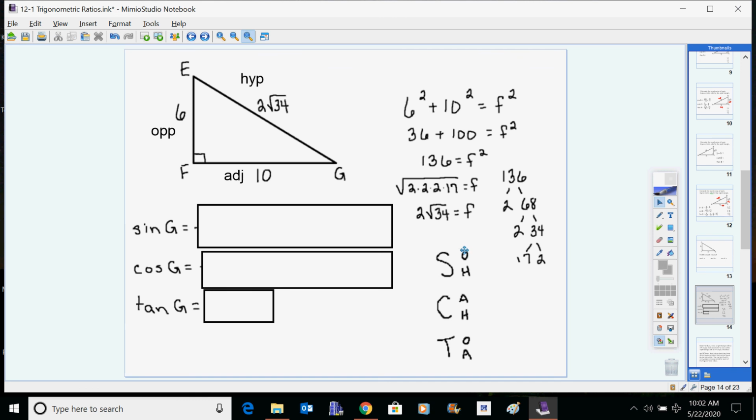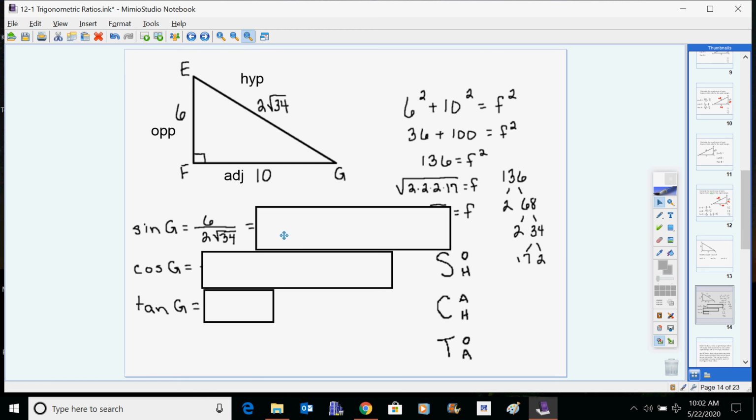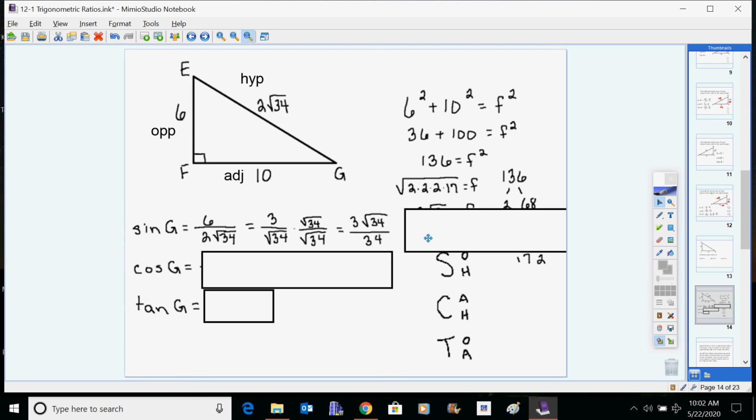So our sine is the opposite over the hypotenuse. 6 over 2 square root of 34. The 6 and the 2 can cancel out. They're both divisible by 2. So that gives you 3 over the square root of 34. We don't like the square root of 34 in the denominator. So multiply by square root of 34 over square root of 34. The numerator is 3 square root of 34 and the denominator is the square root of 34. A square root times itself gives you the number.